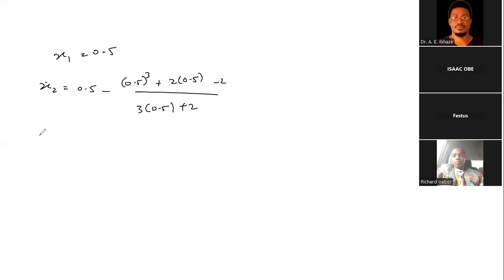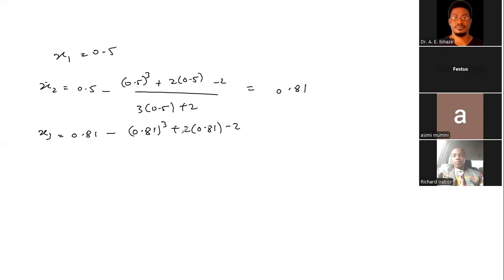So now it means that x1 is 0.5. We used 1 before, right? So let's see. x2 will now be 0.5 minus 0.5 cubed plus 2 into bracket 0.5 minus 2 over 3 into bracket 0.5 plus 2. And this is going to give us 0.81. And now x3 will be 0.81 minus 0.81 cubed plus 2 into bracket 0.81 minus 2 over 3 times, bracket 0.5 squared.